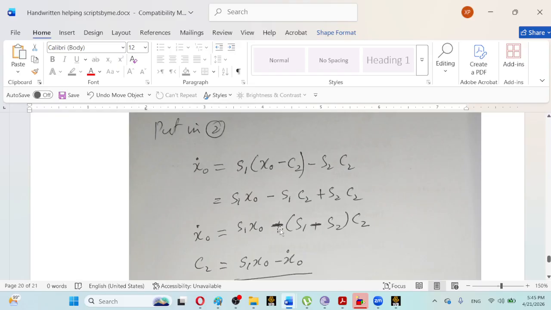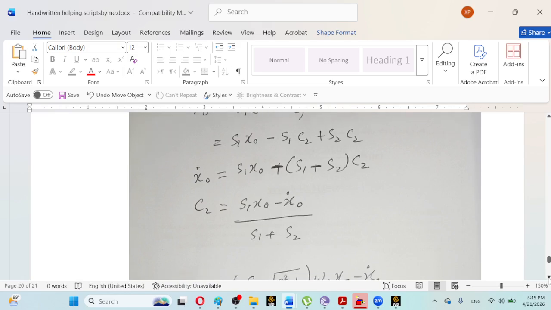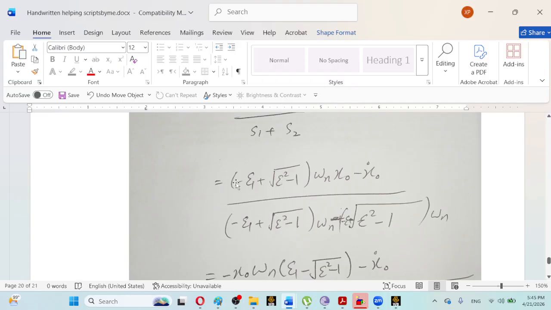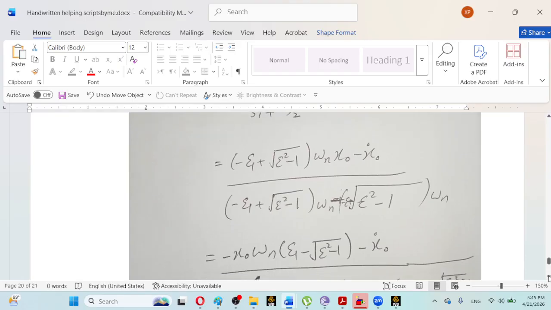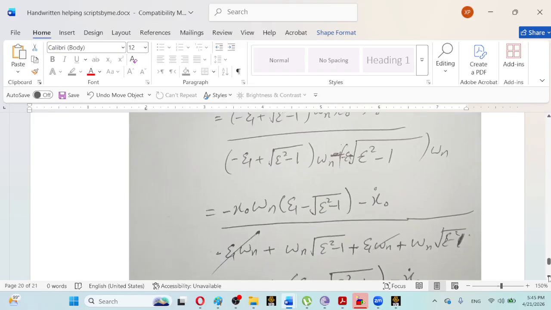So here we will obtain s1 minus s2 into c2, so c2 here will be equal to s1 x naught minus x dot naught over s1 minus s2. When we input the values of s1 and s2, the original roots, the values will be input here. As we can observe here, the minus damping factor times omega n will be cancelled out.